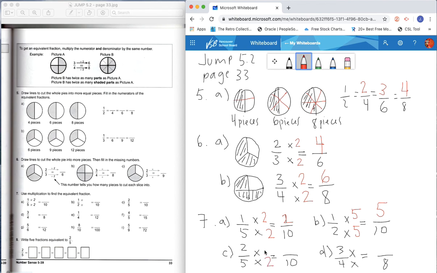C. 2/5 times something gives you a fraction with the denominator of 10. 5 times 2 equals 10, so 2 times 2 equals 4. D. 3/4 times something gives you a fraction with the denominator of 8, so 4 times what equals 8? 2. And then 2 at the top again. 3 times 2 equals 6. Okay, so you're going to do the rest of the questions in number 7 yourself, and then let's do number 8.